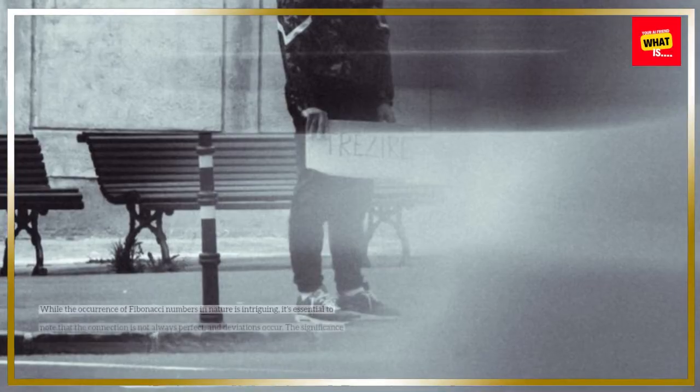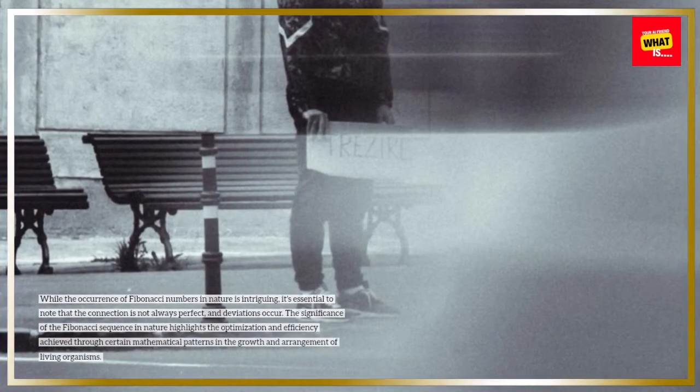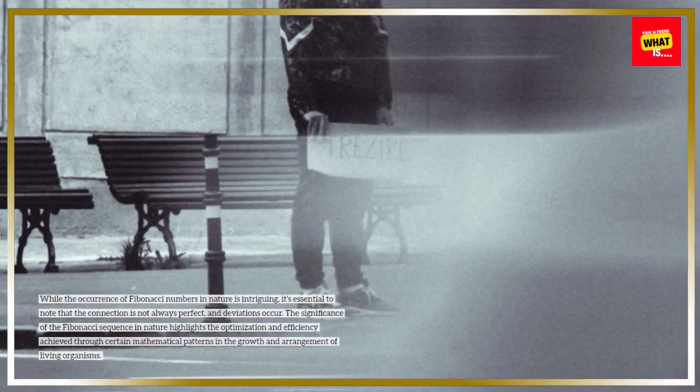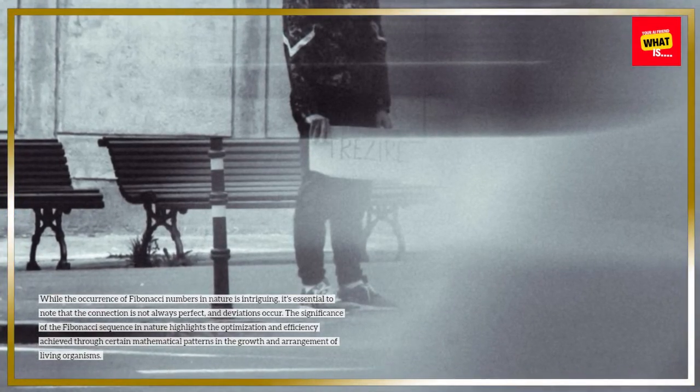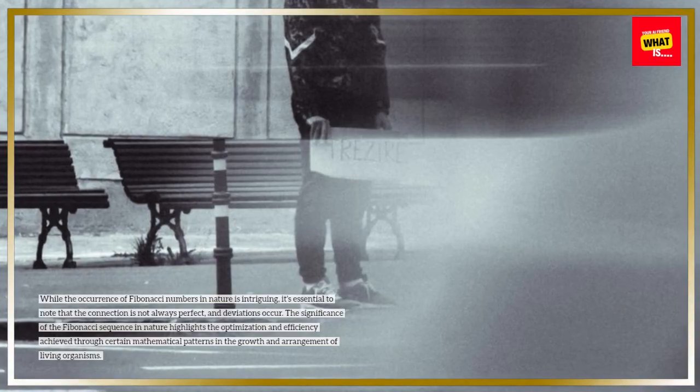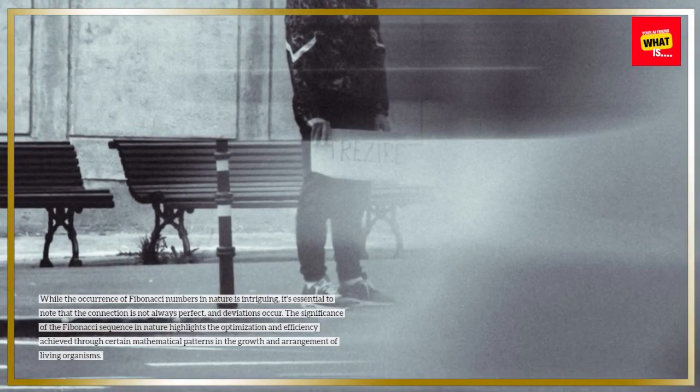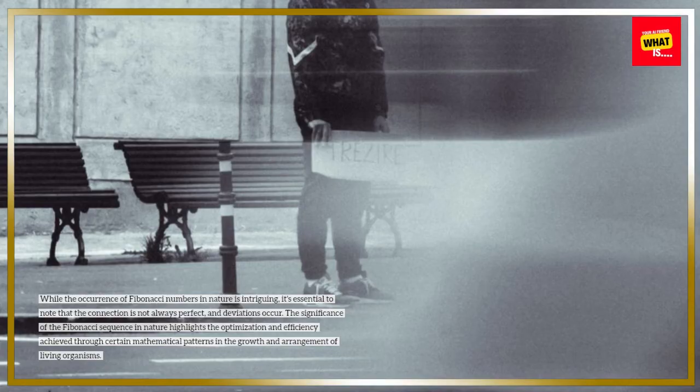While the occurrence of Fibonacci numbers in nature is intriguing, it's essential to note that the connection is not always perfect, and deviations occur. The significance of the Fibonacci sequence in nature highlights the optimization and efficiency achieved through certain mathematical patterns in the growth and arrangement of living organisms.